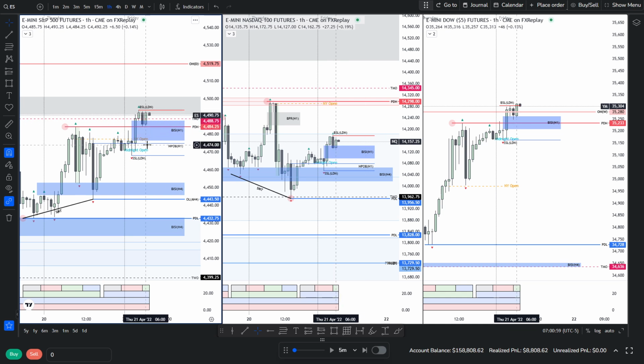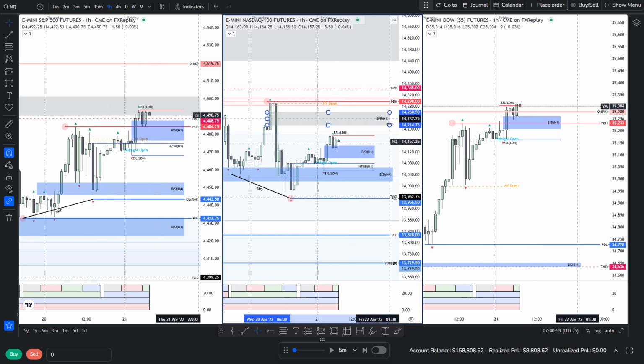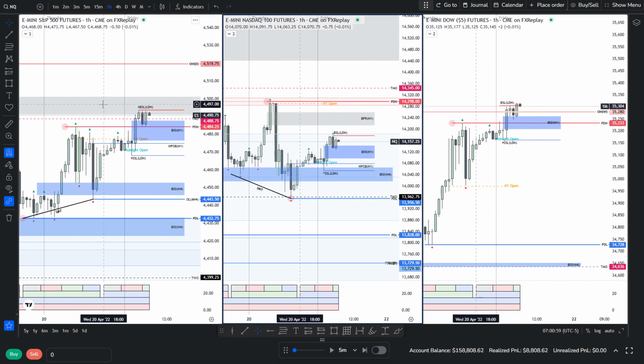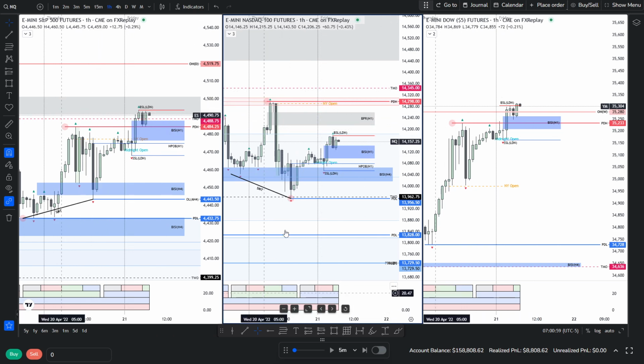The reality is the market shouldn't purge this low. It shouldn't violate the BISI if we're likely to see higher prices. Yes, we do have this BPR. This is an H1 BPR here, but this is an H4 BPR. That's interesting as well. So we've potentially got SMT at the previous day's high.